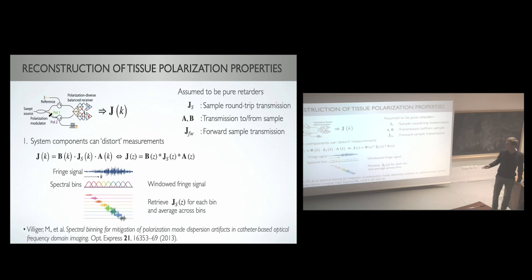And one simple way to think about it is you can take your spectrum and chop it up into smaller parts, where each part is now less sensitive to this effect, do the processing there, and then recombine the signal after doing the processing for each bin.